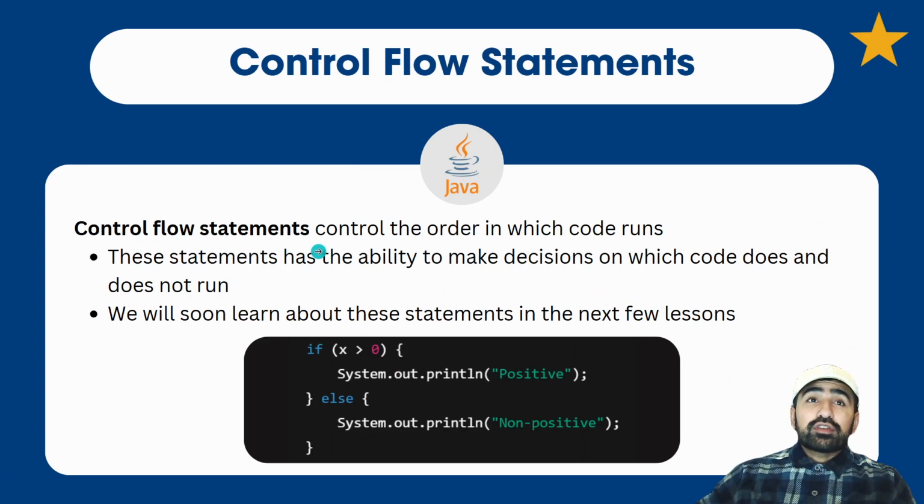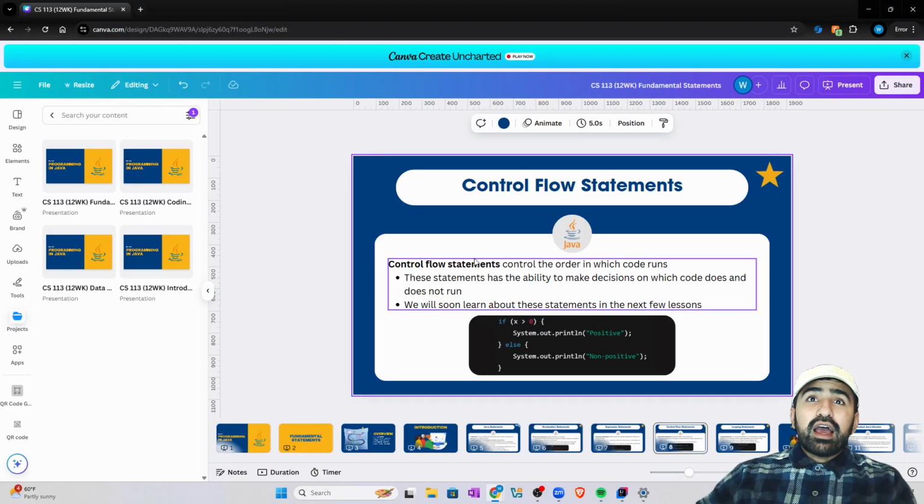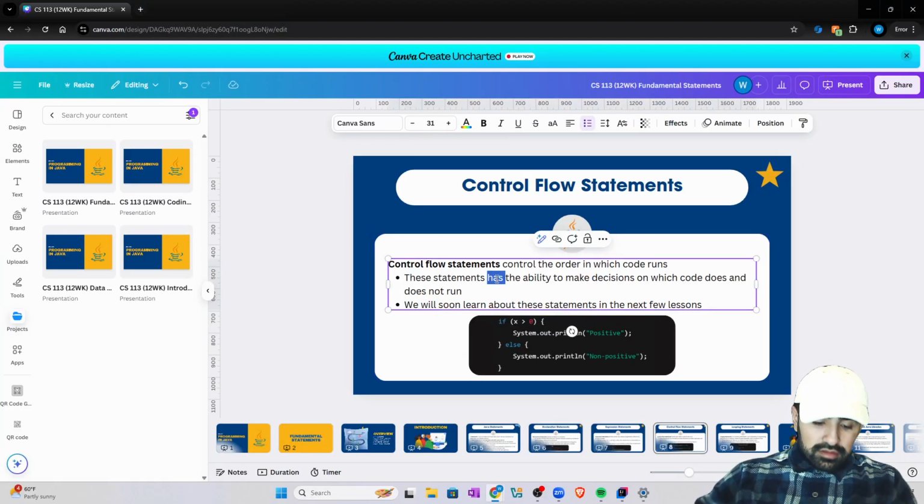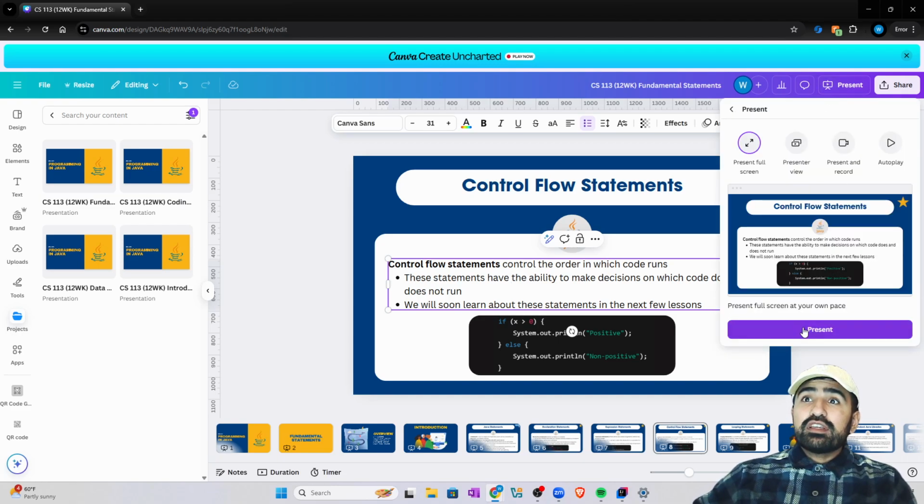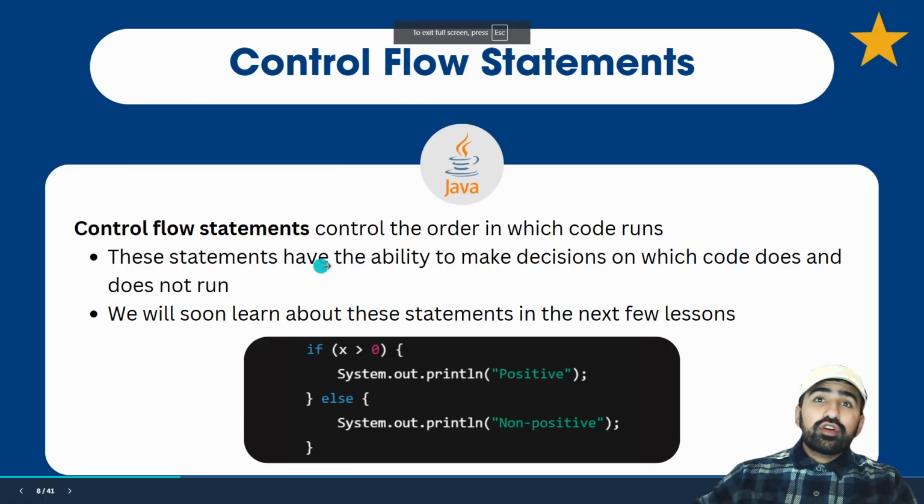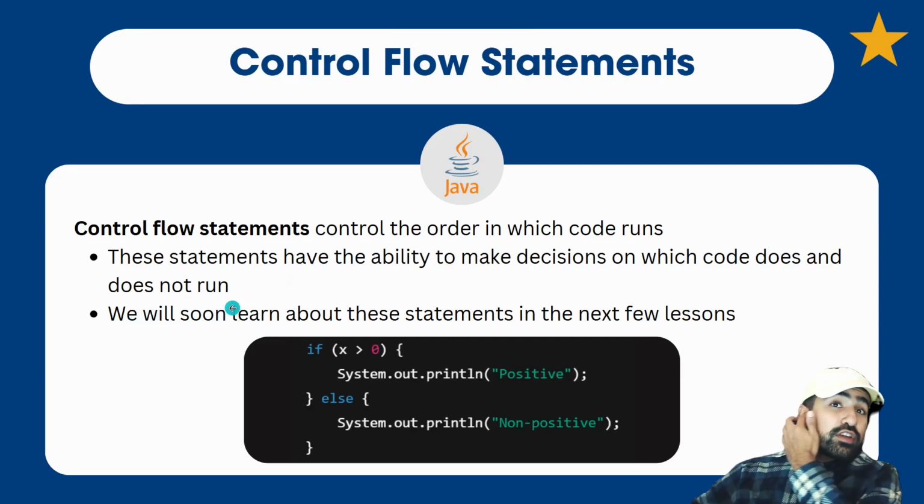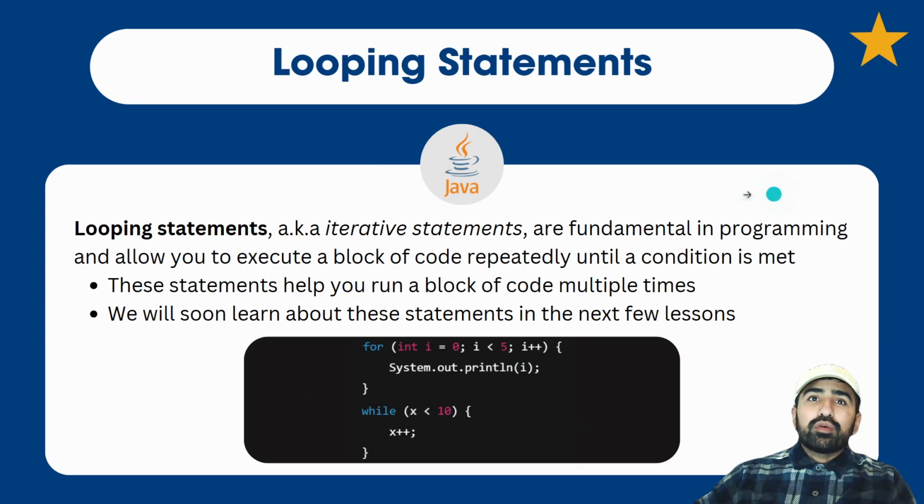Control flow statements. So, taking a preview of some of the future lessons as well. These control the order in which code runs. So that's another type of statement. These statements have the ability to make decisions. They're all about deciding which code to execute and which code not to run. We'll learn very soon about these statements in the next few lessons, but I wanted to give you all a preview of what that looks like.